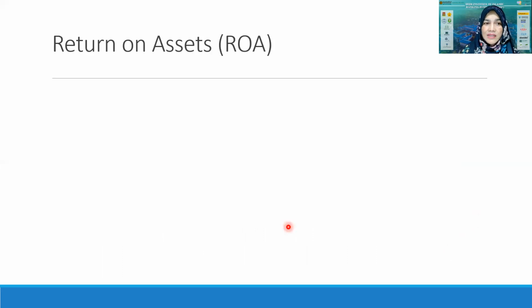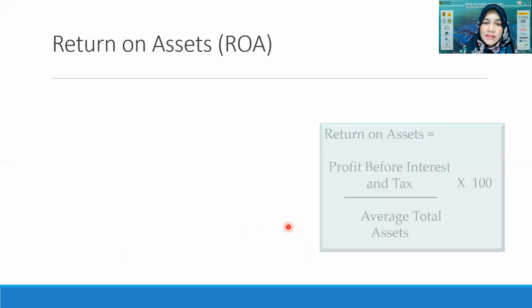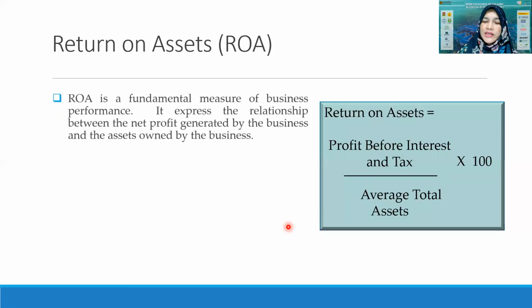Okay, this is another ratio for profitability, which is return on assets. So the formula is profit before interest and tax divided by average total assets. This is actually looking at the ability of the company to make profit out of total assets. So ROA is a fundamental measure of business performance.